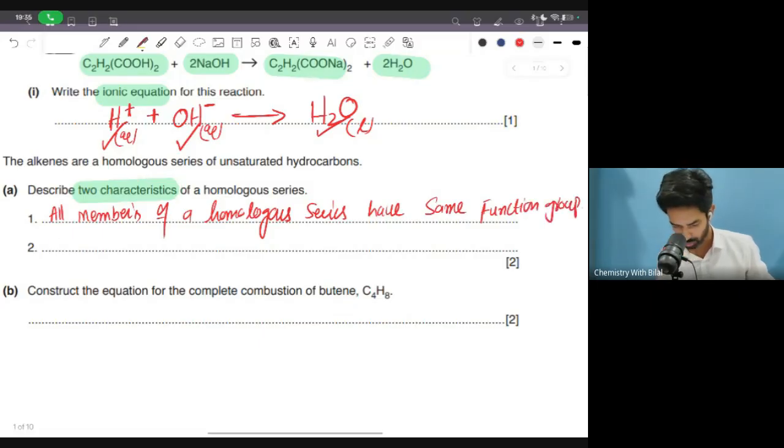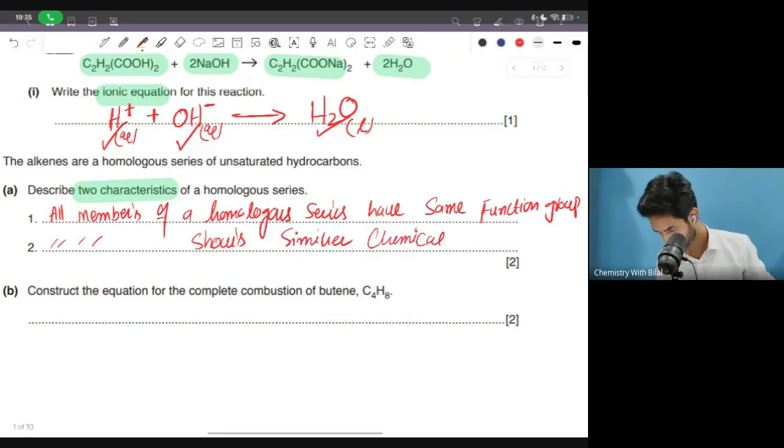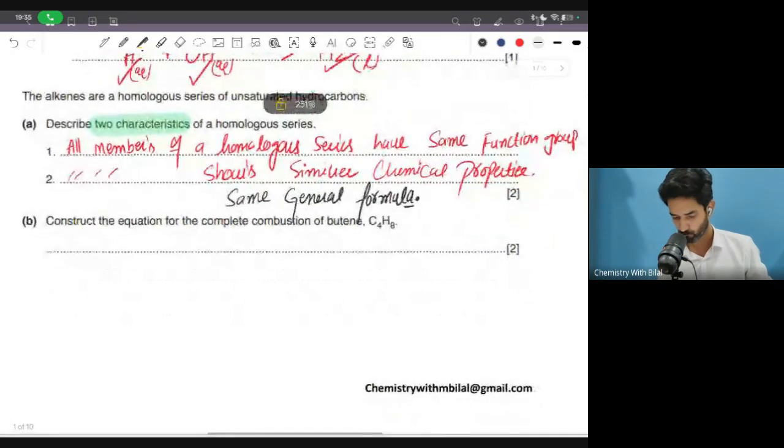You can also write all members of homologous series show similar chemical properties. A trend in the physical properties. Follows same general formula. You can write any two. All members of a homologous series follow same general formula. Okay.